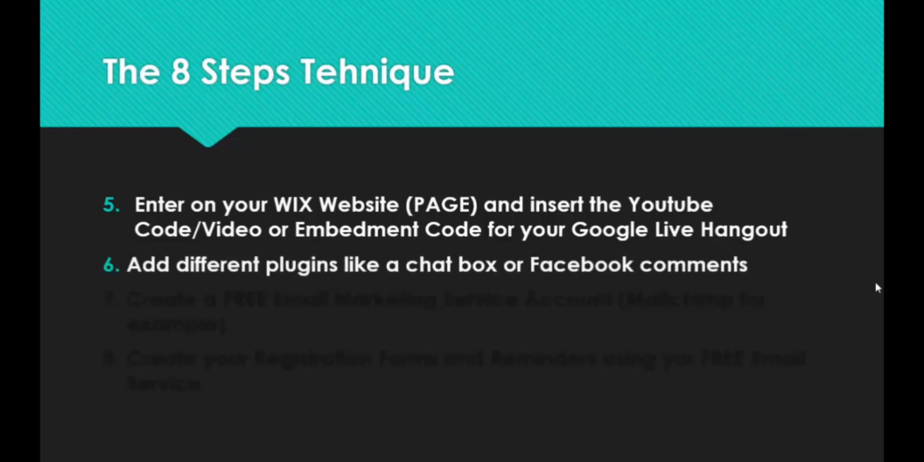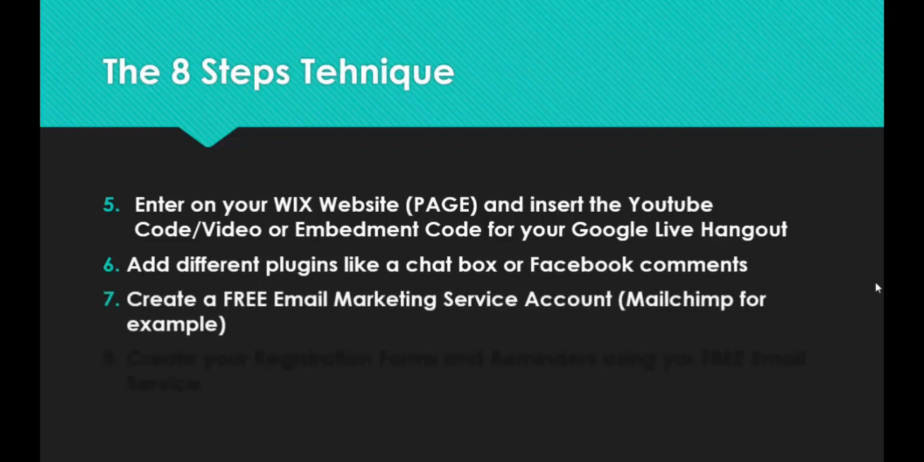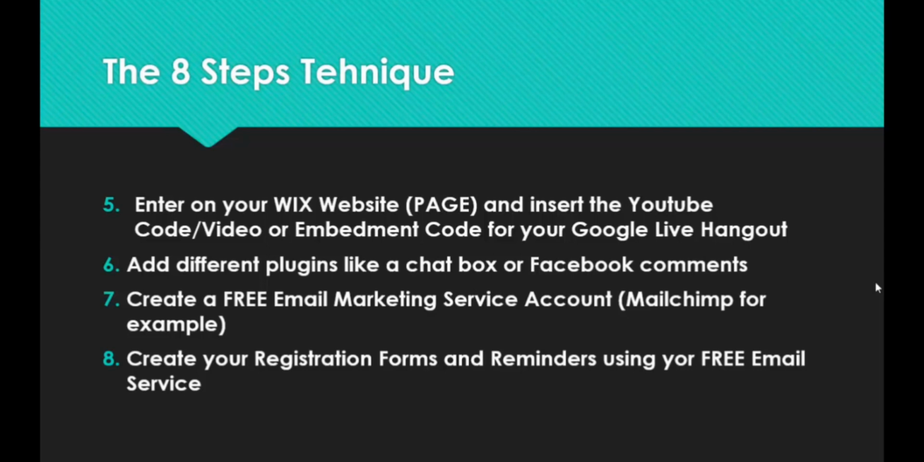You can add different plugins there, like a chat box or like Facebook comments to that page if you want to, and I will show you an example for that. Then you can create a free email marketing service account. Actually, if you want to have the whole package with registration forms, landing page, reminders for your webinar, you need to create a free email marketing service. You can use MailChimp, okay, for that purpose. And after you create this email marketing account at MailChimp, for example, you can create a registration form for your webinar, and you can set up an autoresponder sequence of emails to send to the people that register to participate at your webinar. Okay, and that's about it.